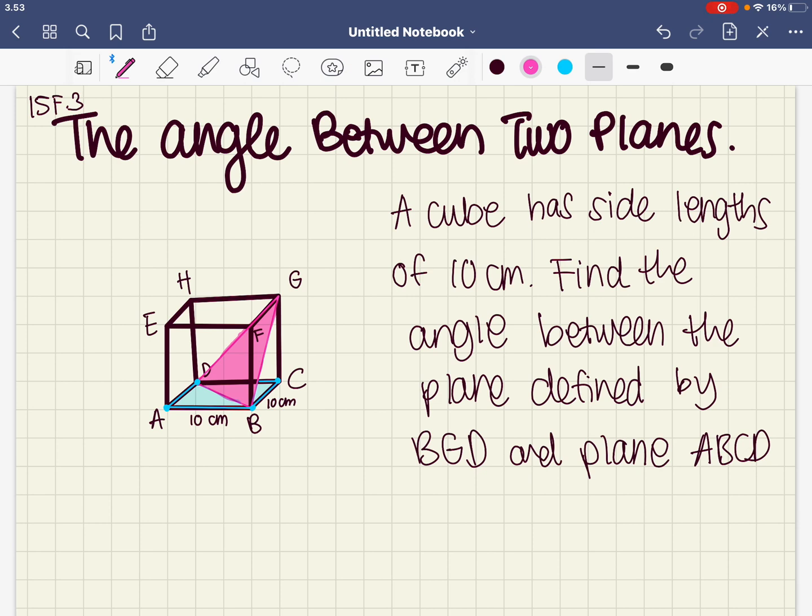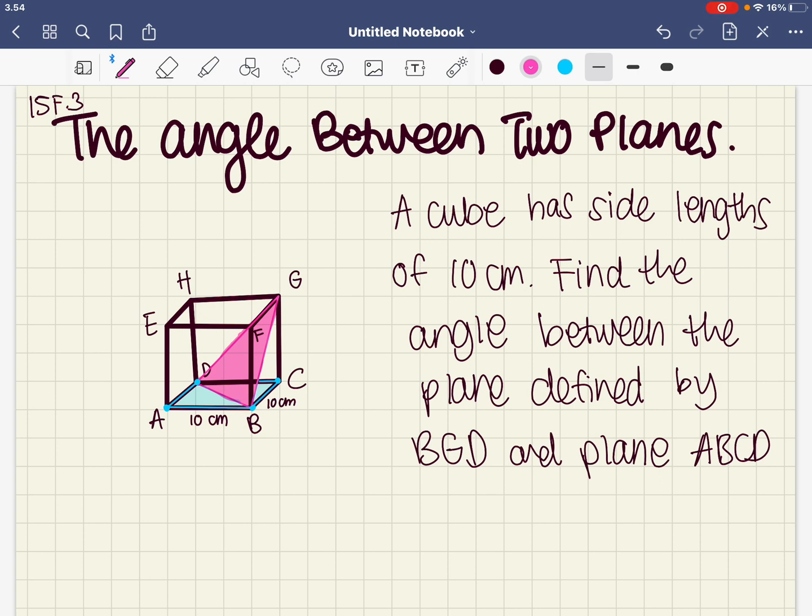And then it says that there's also another plane, which is plane ABCD. And obviously, if three points make a plane, of course four points also make a plane, right? So they're saying, what is that angle that's between the plane defined by BGD and plane ABCD?